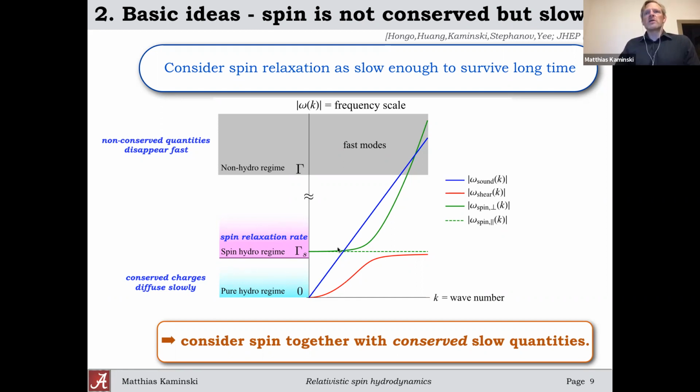But then there's these green modes here, and these are the spin modes. They come in at this frequency scale or the energy scale on the order of the spin relaxation rate, which we will call gamma S. And this is our spin hydrodynamics regime. So when we include these modes here, which are gapped by the amount of the spin relaxation rate, they are gapped, but they are close enough to the hydro modes. This gap is very small. So we take them into account.